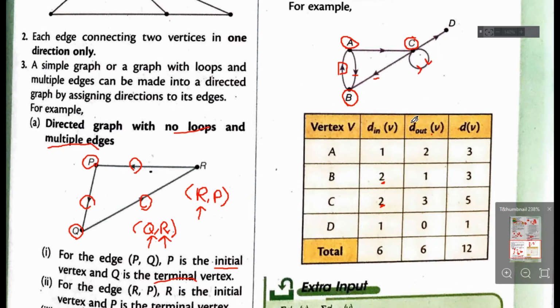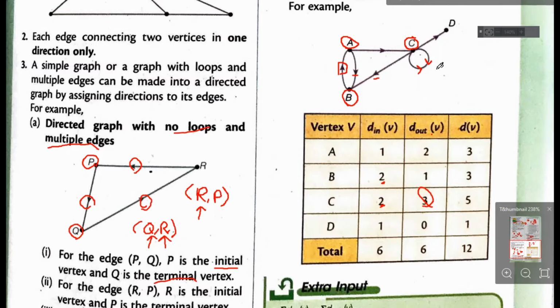For out degree of C, how many lines coming out from C? For this loop, if it turns anti-clockwise, then we will have 1 line coming out from C. So 1, 2, 3. So we have 3 here. Total degree of C, 2 plus 3 equals 5.